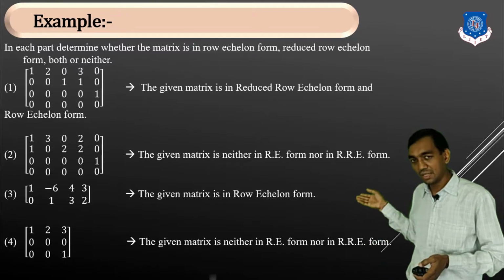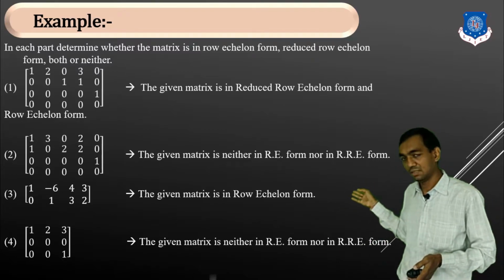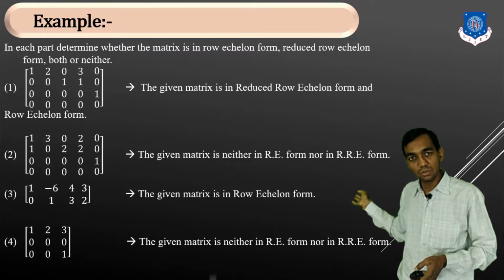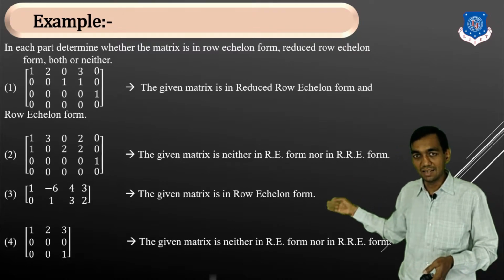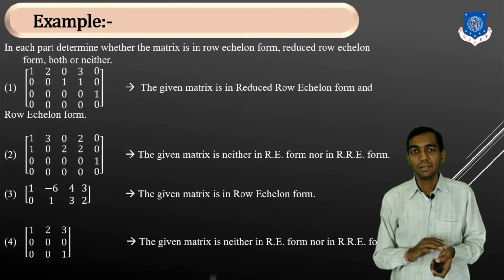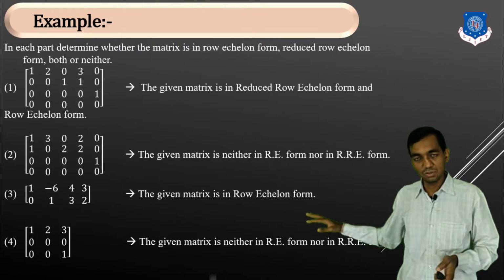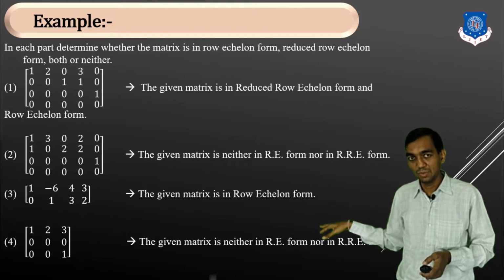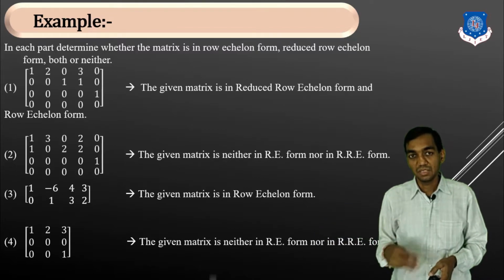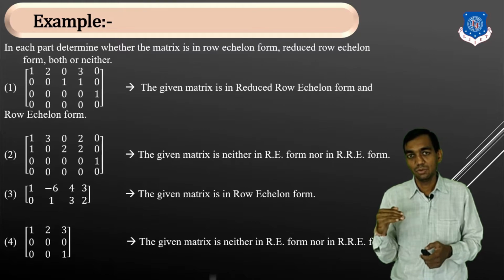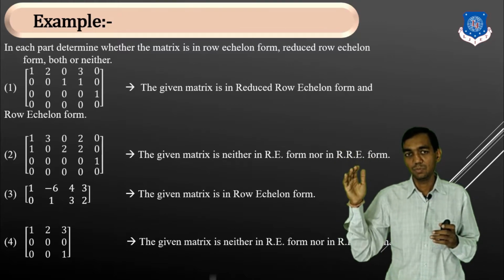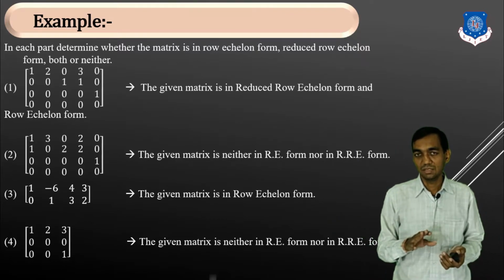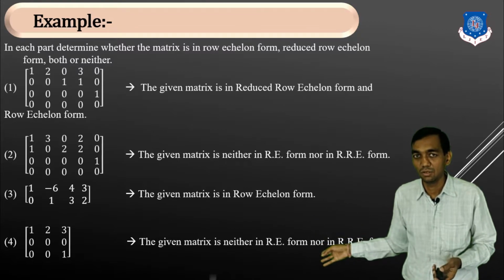The second matrix is again a 4 by 5 matrix. The rows are 1, 3, 0, 2, 0, then 1, 0, 2, 2, 0, then 0, 0, 0, 0, 1, and the last row is 0, 0, 0, 0, 0. Checking, zero rows are at the bottom. Second condition, each non-zero row has a first non-zero element 1, is also satisfied. But the third condition, the leading one in the second row must be to the right of the leading one in the upper row, is not satisfied. That's why this matrix is not in row echelon form.